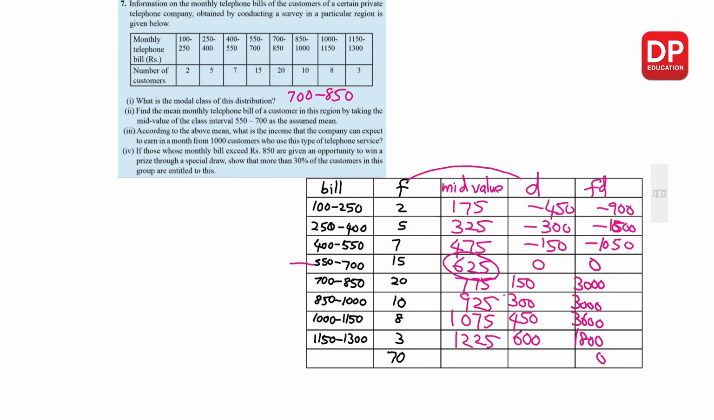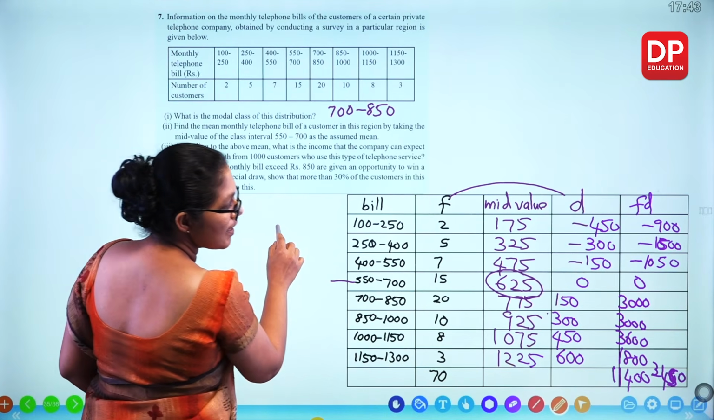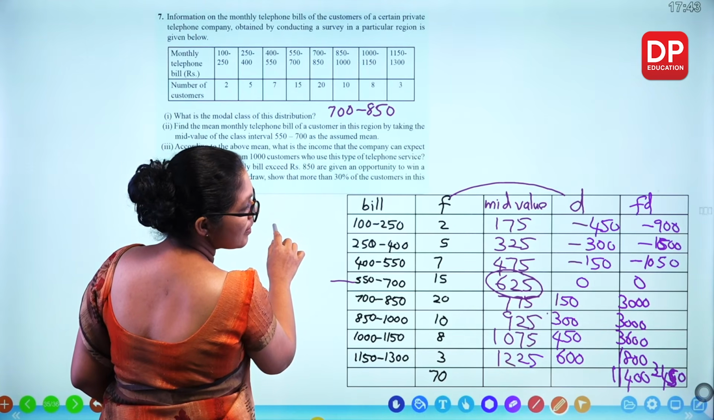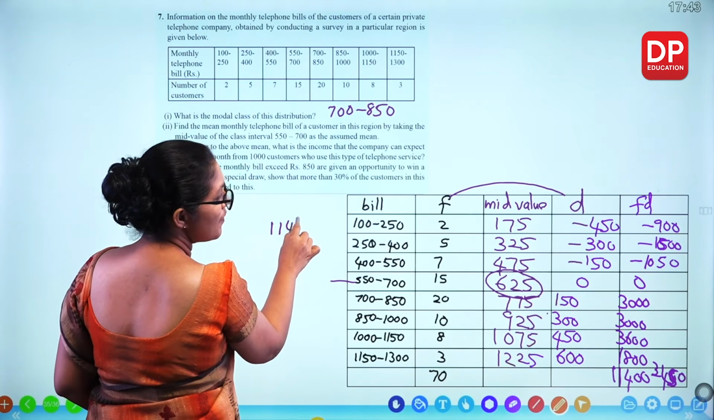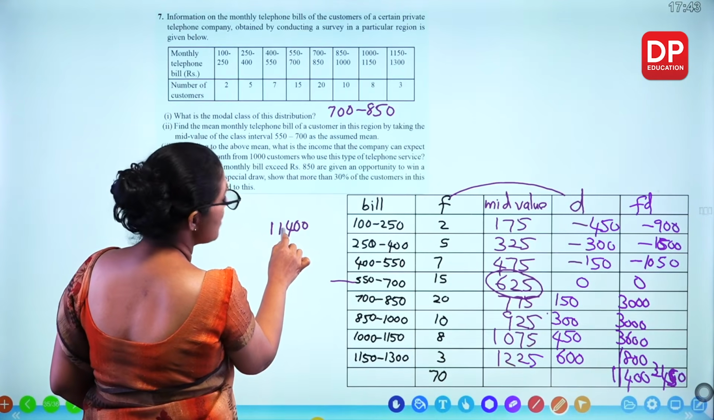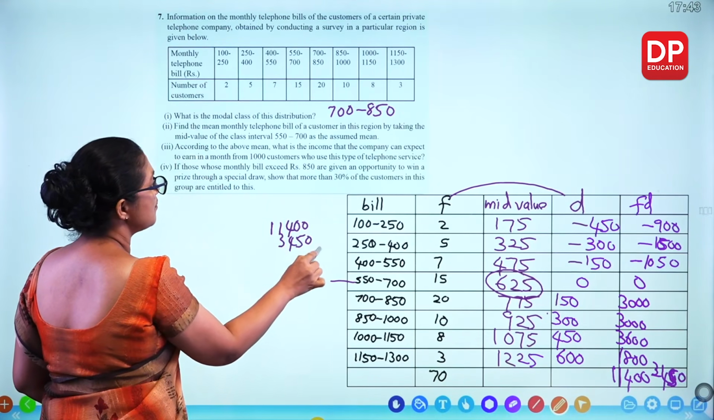We'll do that. 11,400, and what's the negative values? Add it together, you get 3,450. Now take the difference, 11,400 and 3,450.